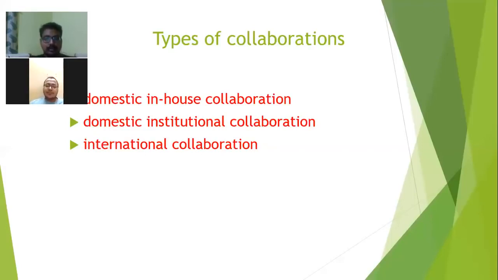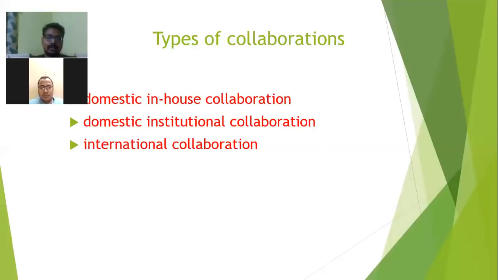Okay. So let us move on to our next topic. The next topic is about domestic institutional collaboration. Basically, this means that you are collaborating with someone from the same nationality or the same country. For example, if I'm collaborating with someone who is again from India, within India, then generally it is a domestic institutional collaboration.